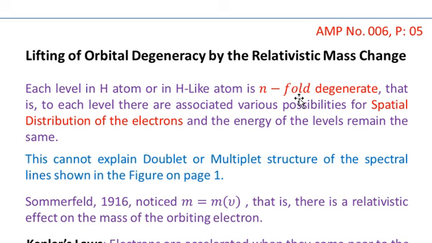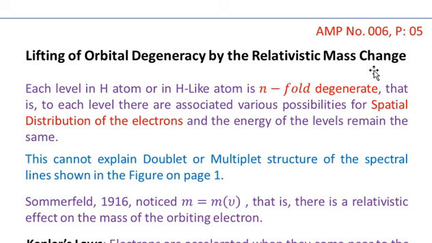But you know that now we are talking about the elliptical orbits, and in the elliptical orbits we shall see that we have to involve the relativistic mass change, and under that condition the spatial distribution of the electrons will be different according to these n-fold degeneracy, and the energy of each level would remain the same only when the relativistic mass change is not included. But you know that the real problem is that we have to include the relativistic mass change.